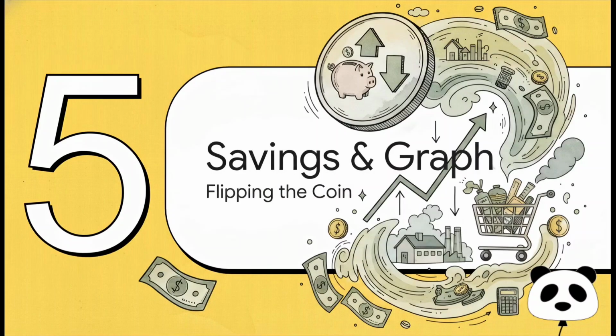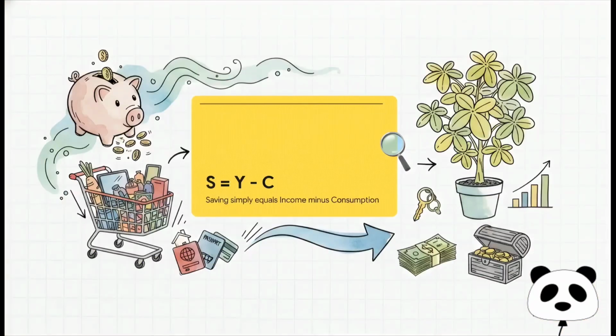All right, Section 5, savings and graph intuition, flipping the coin. Now, this brings up a rather obvious puzzle. If you aren't spending it all, because as we just learned, your MPC is less than 1, what happens to the rest? Calculating your savings is actually incredibly straightforward. S, or saving, simply equals Y minus C. What you don't consume, you inherently save.